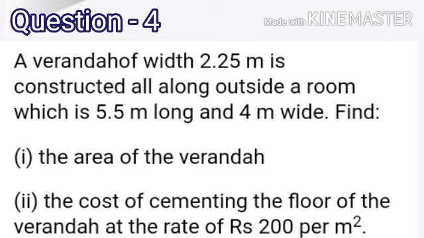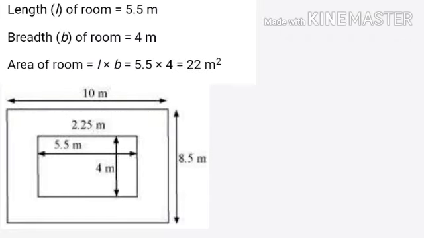Question number 4. A veranda of width 2.25 meter is constructed all along outside a room which is 5.5 meter long and 4 meter wide. Find first the area of the veranda, second the cost of cementing the floor of the veranda at the rate of rupees 200 per meter square. First we have to make the diagram.